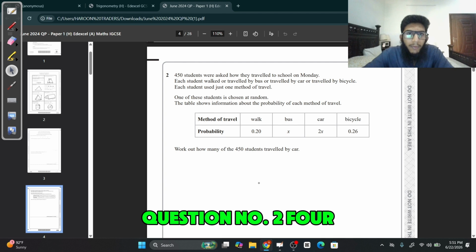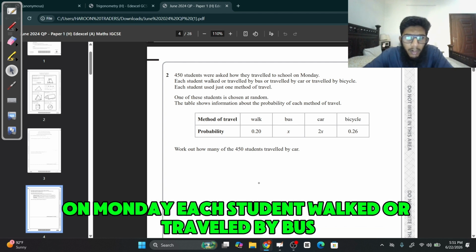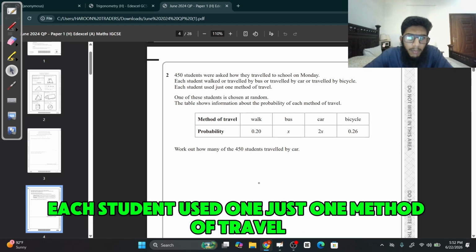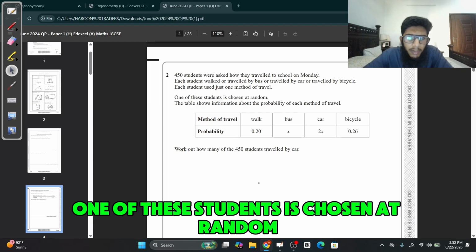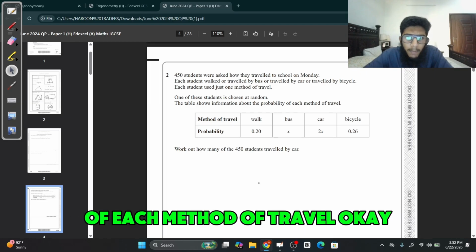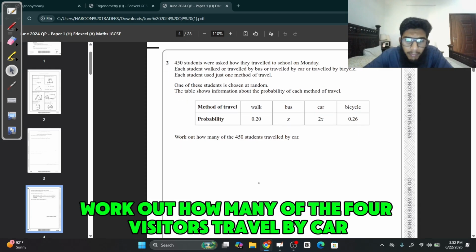Question number 2. 450 students were asked how they travelled to school on Monday. Each student walked or travelled by bus, car, or bicycle. Each student used just one method of travel. One of these students is chosen at random. The table shows information about the probability of each method of travel. Work out how many of the 450 students travelled by car.